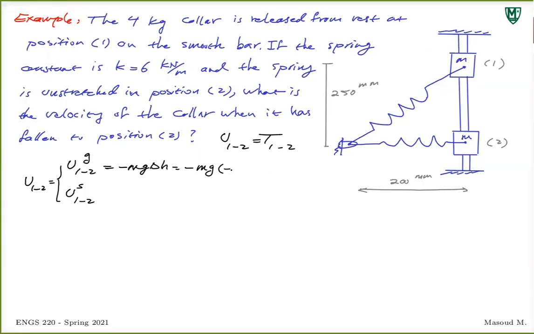So that becomes minus, I'm going to convert it to meter. We're going down. So this is 0.25. M is 4 kilograms, right? M is 4. G is 9.81. You do the calculation. You'll get about 4 times 1 over 4, it becomes 9.81.